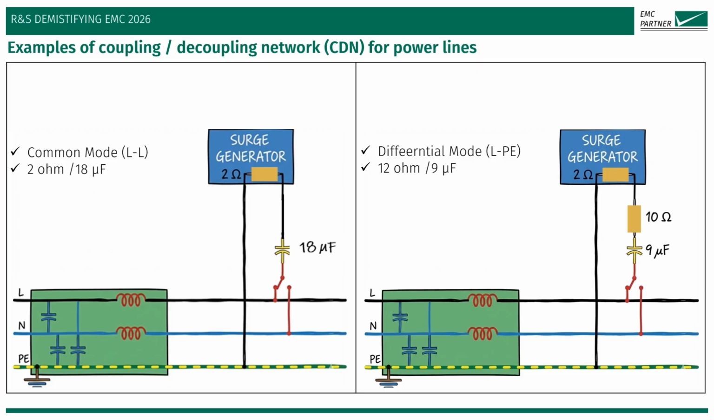All compliant CDNs must fulfill these very basic requirements. All generators on the market actually have an internal one-phase CDN. For line-to-line testing, we use an 18 microfarad capacitor with 2 ohm source impedance. And for line-to-ground, a 10 ohm resistor and a 9 microfarad capacitor are added, increasing the total impedance to 12 ohm.